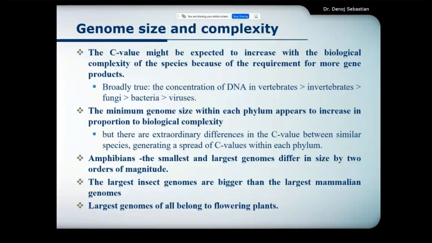And even in the case of amphibians, we have at least 2 orders of magnitude difference in the genome size of the members within the same phylum, that is amphibians. This is something that we are not expecting generally, because we are expecting a higher C value, or a genome size proportionate to the biological complexity, which is not always the case.